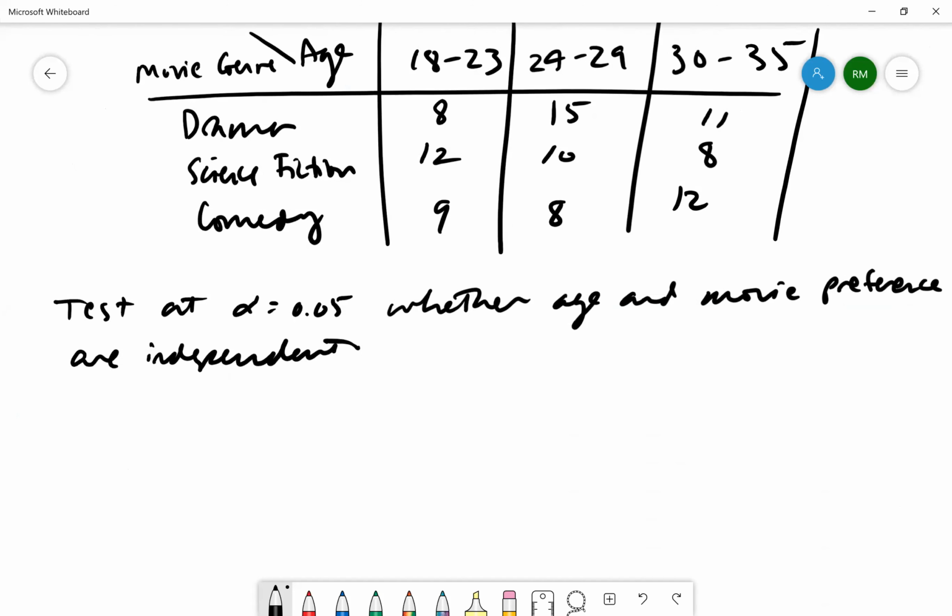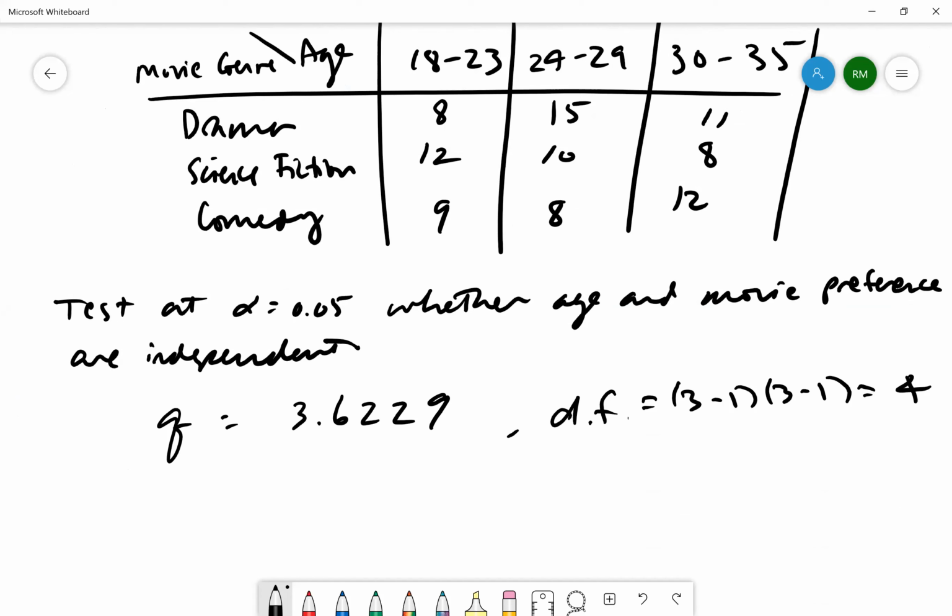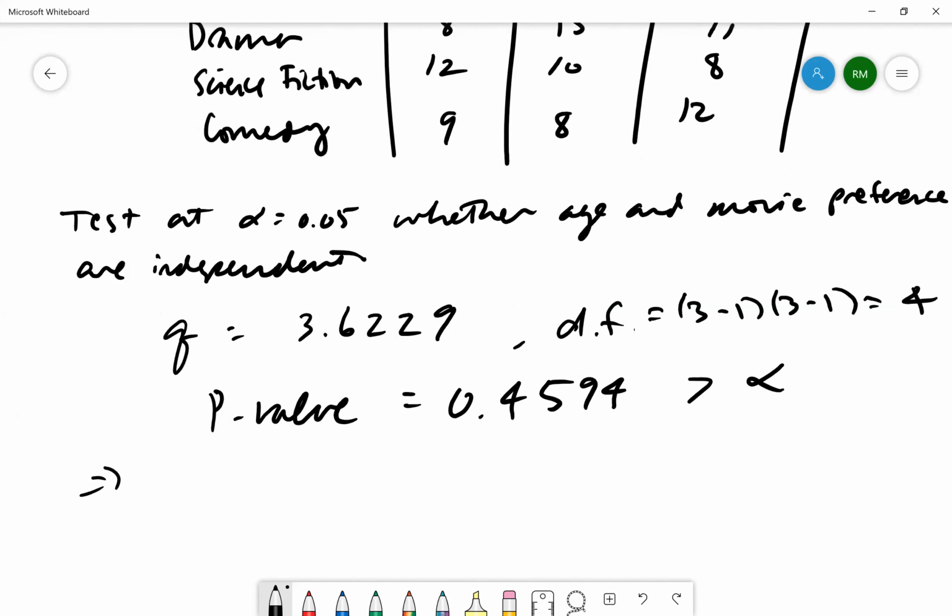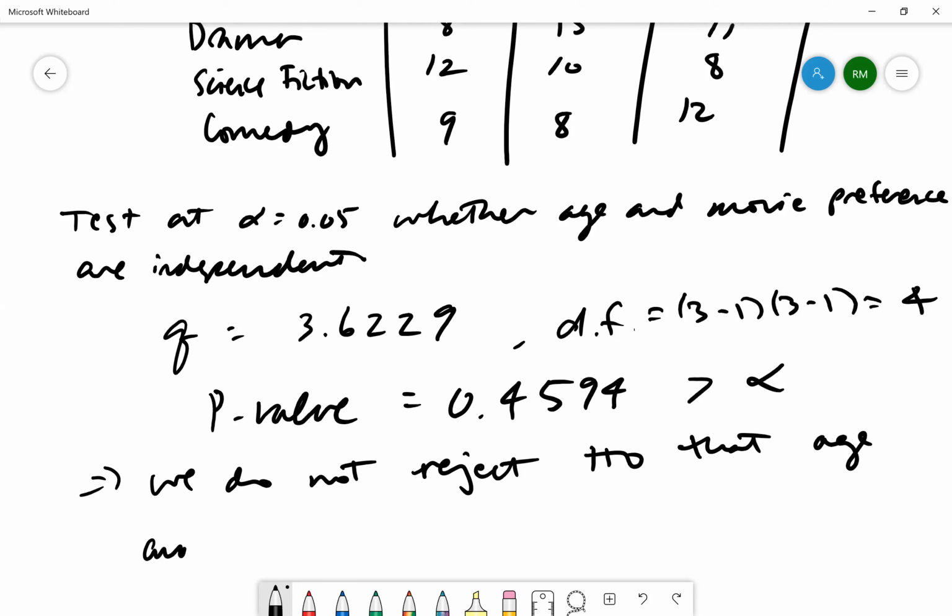So we did our calculation. Our chi-square value is 3.6229. Degrees of freedom is 3 minus 1 times 3 minus 1, which is 4. And therefore you get a p-value of 0.4594, obviously bigger than alpha. So we do not reject the null hypothesis that age and movie preference are independent.